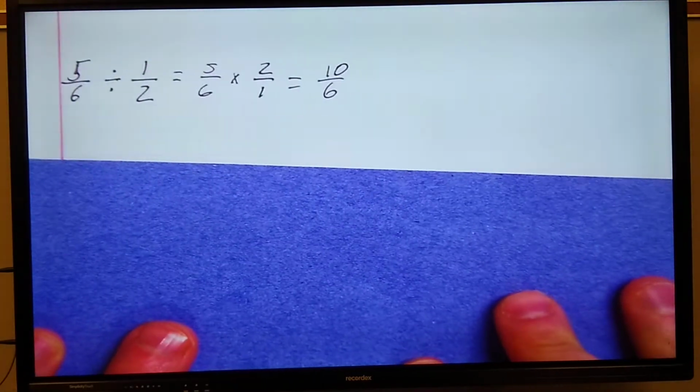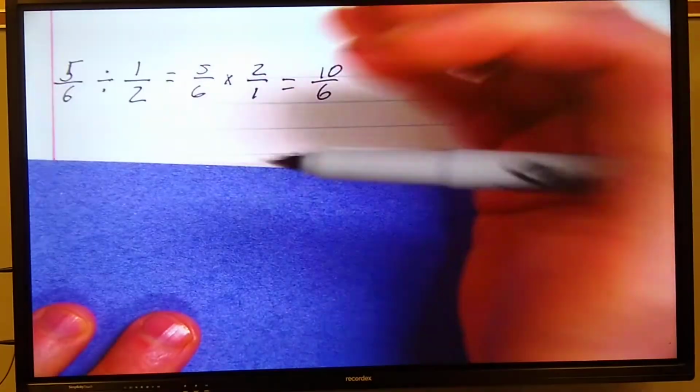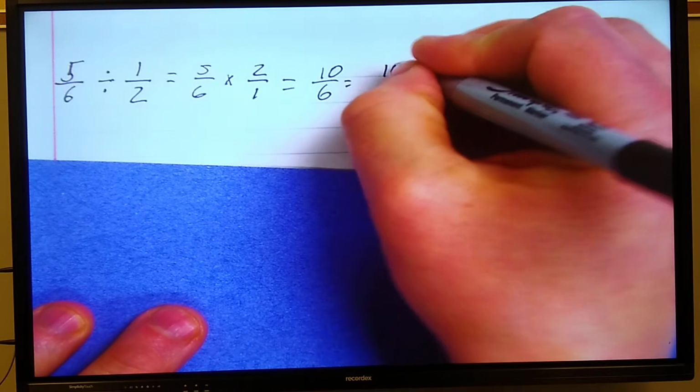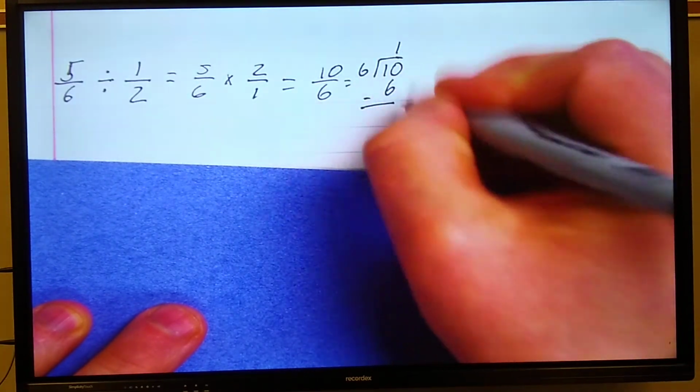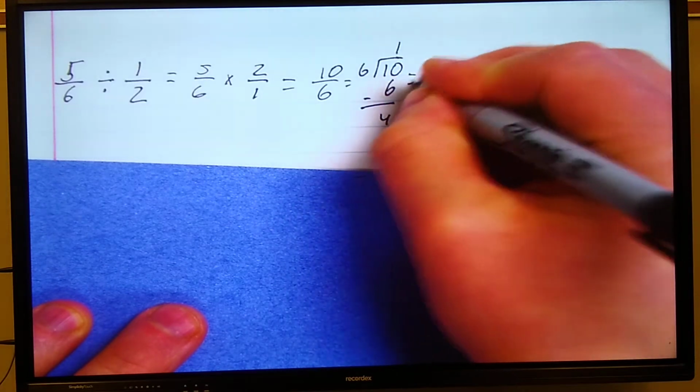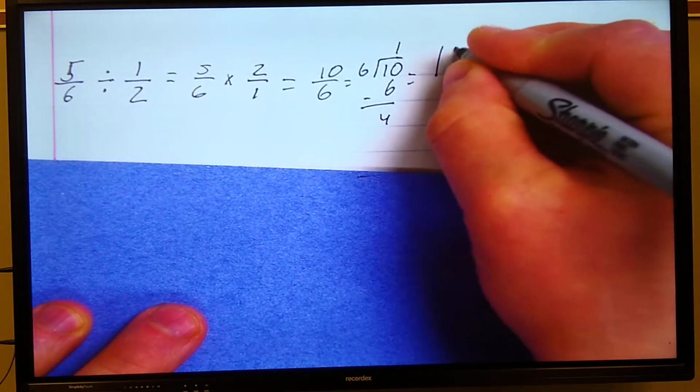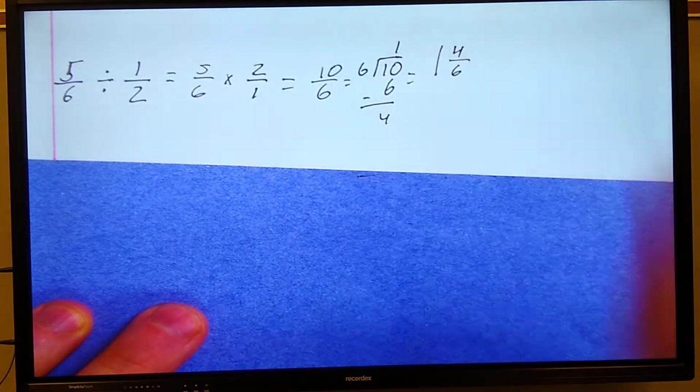Is that an improper fraction? Yes, it is. So 10 divided by 6. 6 is going into 10 one time. 10 minus 6 is 4. 1 is my whole number. 4 is my numerator. 6 is my denominator.